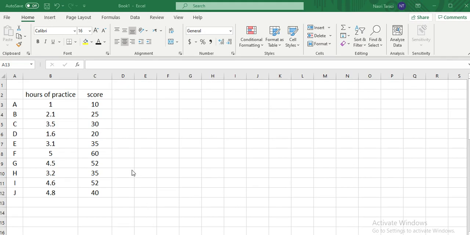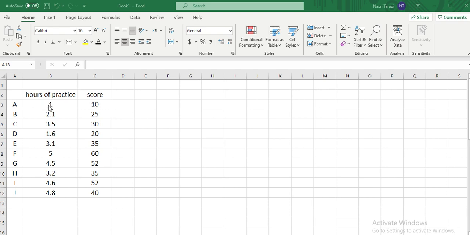Let's now see how we can use Excel to work with bivariate data, which is data based on two variables. So let's say that we have a certain computer game, and we're surveying people from A to J, person A, person B, up to and including person J. We're asking them how many hours of practice they get on this game, and we are registering their score.